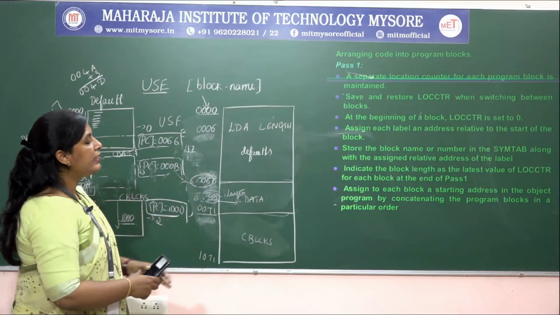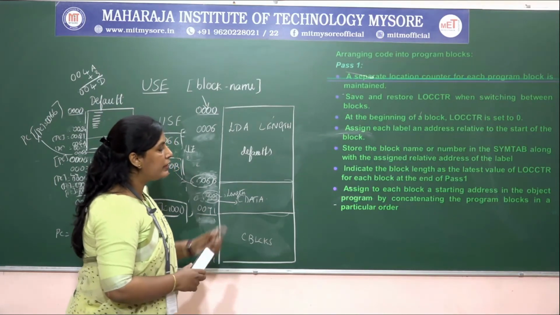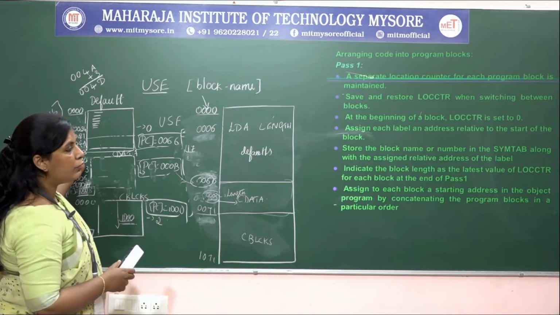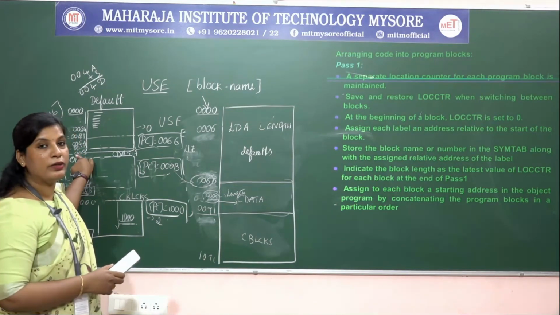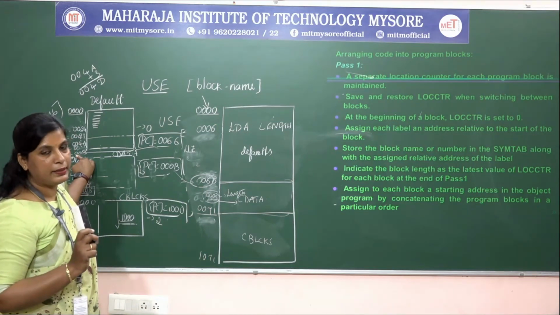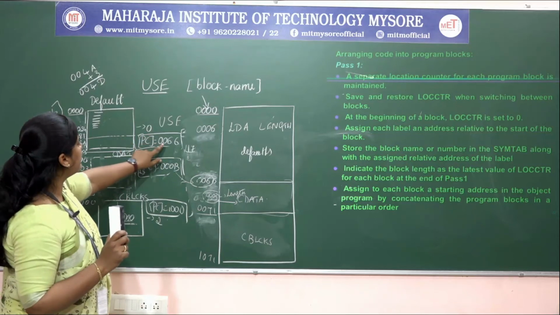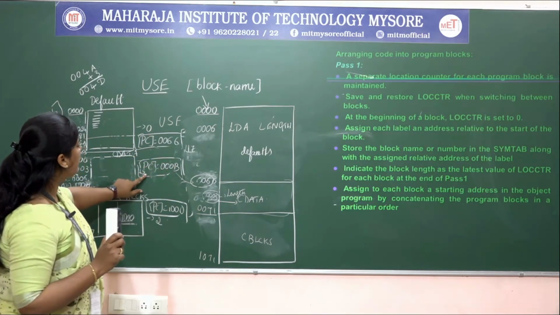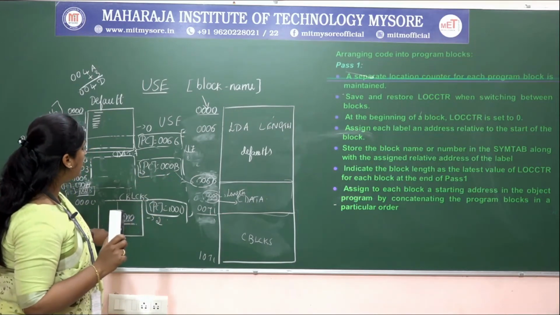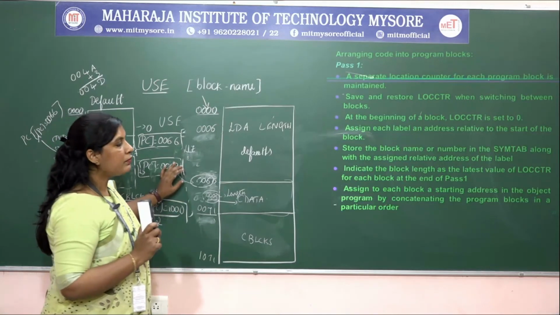After that, indicate the block length as the latest value of the location counter for each block at the end of pass 1. The latest value of the location counter will be considered as the block length. What is the block length of the first default block? It is 0066. The second, CDATA? It is 000B. And that of the CBLKS block? It is 1000. So that has to be saved as the block length.